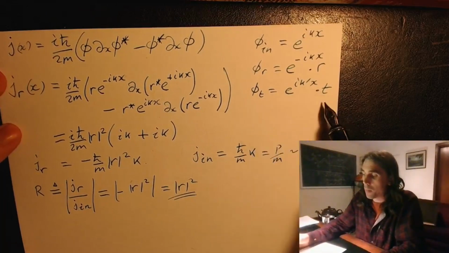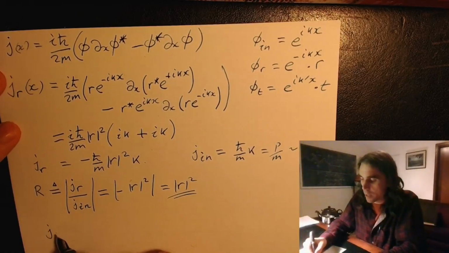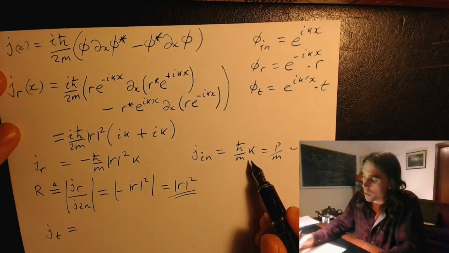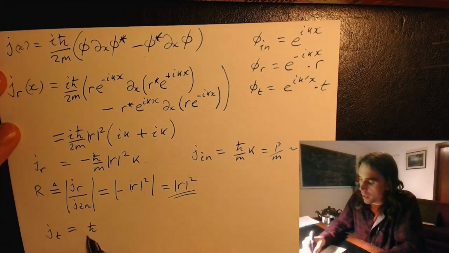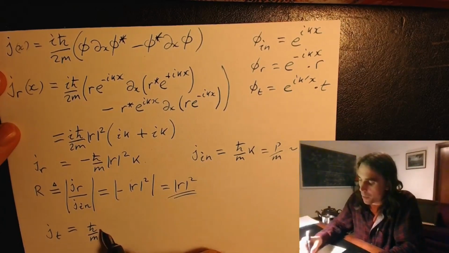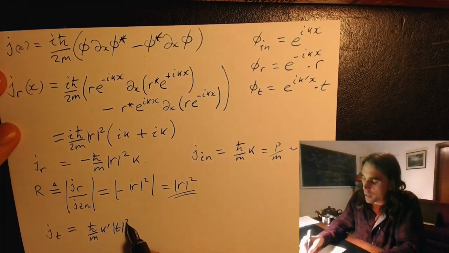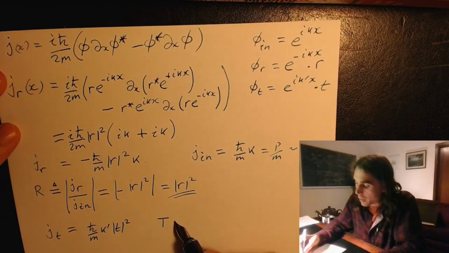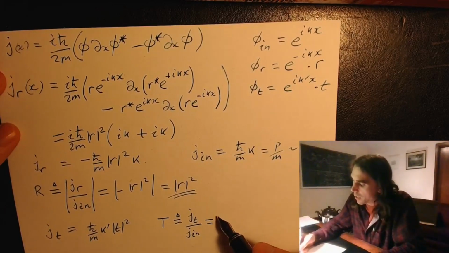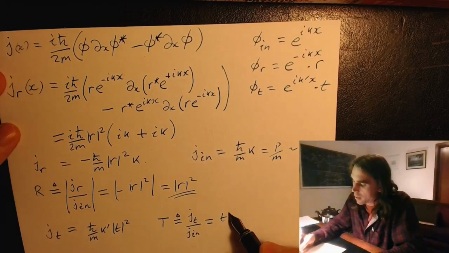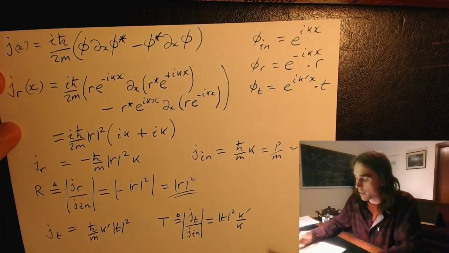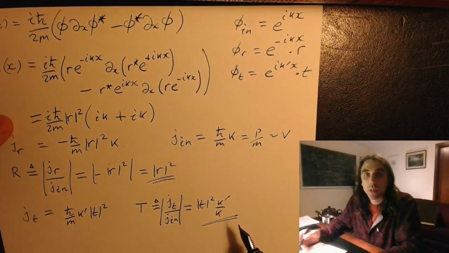If we do the same thing for phi transmitted, we find that J transmitted is equal to, so it's a right going wave, you can do this explicitly, I'm just going to state the result. We get a plus h bar over m, but we don't get a k, we get a k prime, and we get a modulus t squared, much like we had a modulus r squared for the other case. And so the probability of transmission, which is defined to be J transmitted over J incident, is divided by h bar k over m, and we get modulus t squared k prime over k. And again, sorry, technically it's the modulus of this, just in case there's any sign coming in there. So it's not just modulus t squared.